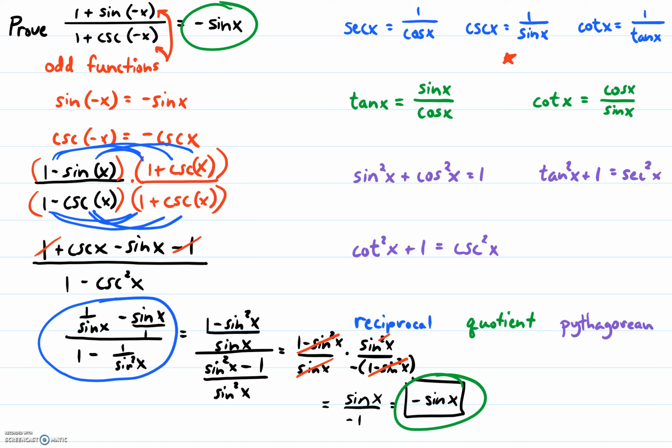So we've proven using a lot of algebra and a couple of identities that indeed 1 plus sine of negative x divided by 1 plus cosecant of negative x is equal to negative sine x. And there was a lot we had to do there. This probably represents one of the worst problems you would ever have to do, but I definitely wanted to do one like this just so you could see that sometimes you just have to keep persevering until everything works out.